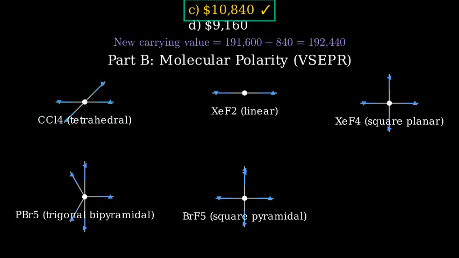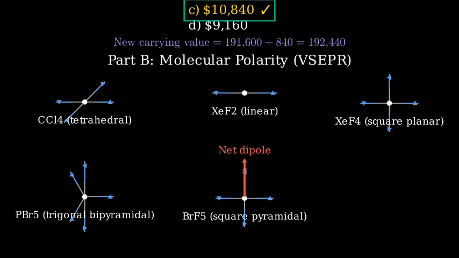For CCl4, the 4 bond dipoles are symmetrically placed and cancel to 0. Nonpolar. For XeF2, 2 opposite bonds cancel. Nonpolar. For XeF4, the square planar bonds cancel in the plane. Nonpolar. For PBr5, the trigonal bipyramidal symmetry cancels dipoles.